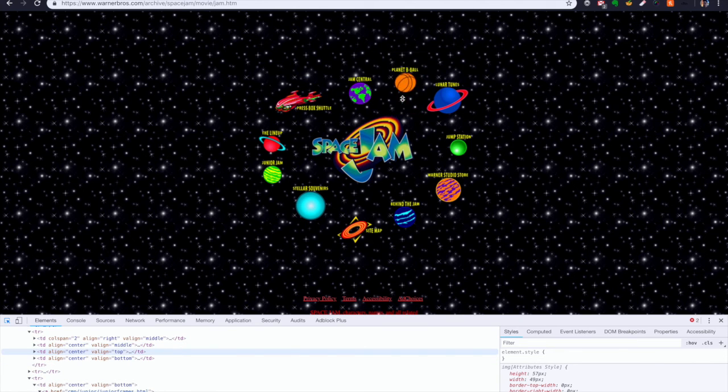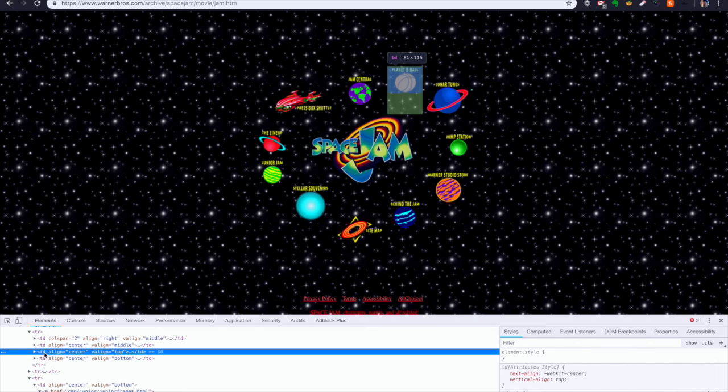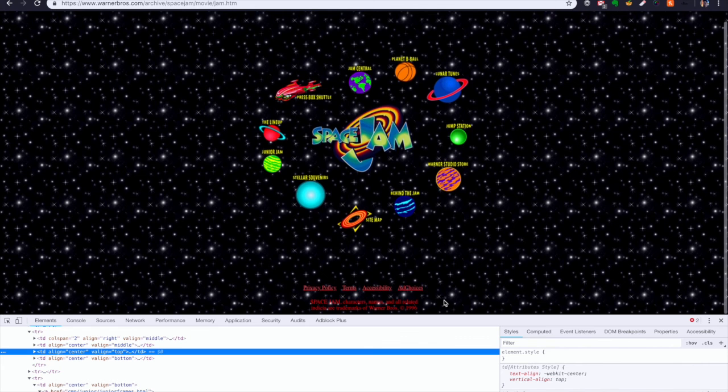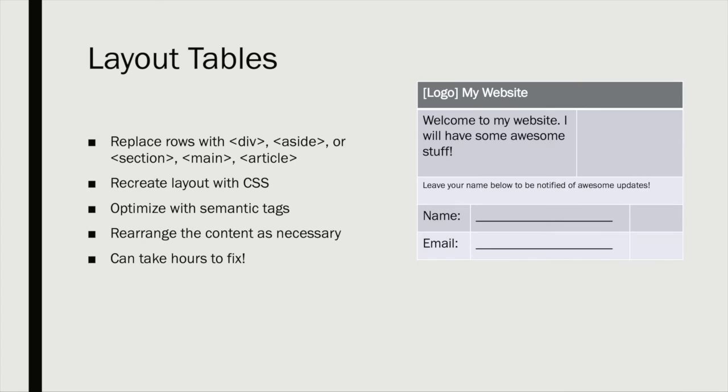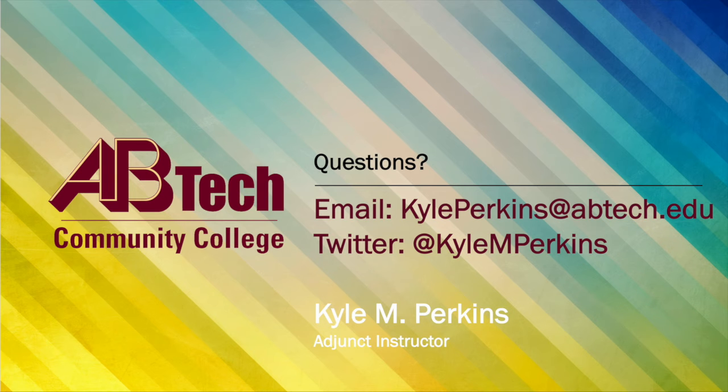For example, you can see this right here is a TD, or a table data cell. It uses some outdated attributes and therefore is not exactly the best thing to use. And yes, this website does still exist. This says copyright 1996, hence the reason it uses tables. But tables nowadays as layout devices for websites should not be used. So again, this can take hours to fix.